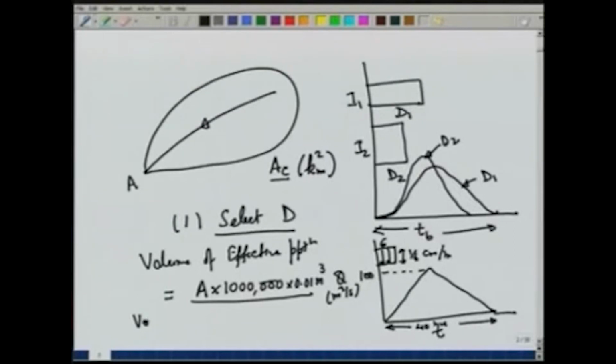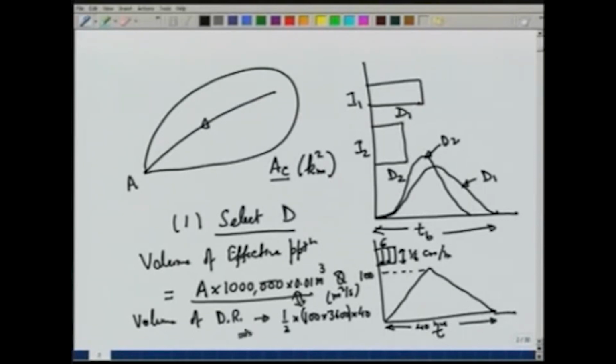Now, this should be equal to the volume of direct runoff, which we can obtain from this direct runoff hydrograph. And if you look at this figure, the area would be half into the peak flow. Now, this peak flow typically is in meter cube per second. So, we have to multiply it by 3600 to get meter cube per hour, and then multiply by the time base. Assuming this to be a triangle, the area will be given by half into peak flow into the base, and these should be equal.